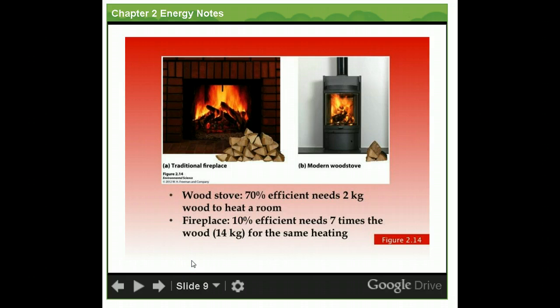So here's examples of using energy. We could have the same amount of heat, but we'd have to use a lot more wood for a traditional fireplace. A lot of this energy that we put in a regular fireplace is wasted. That's why they're trying to make more efficient wood stoves that are going to give us a lot more energy. So a wood stove is 70% more efficient than a fireplace.